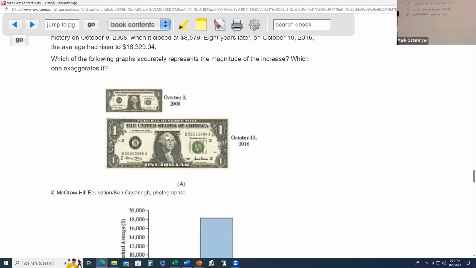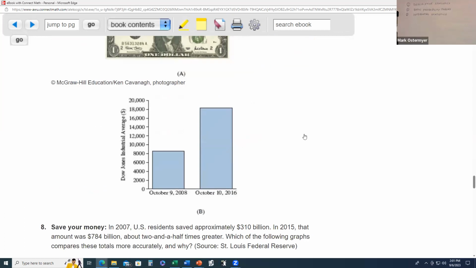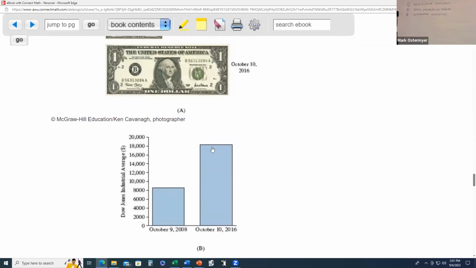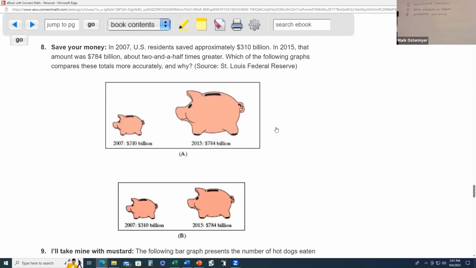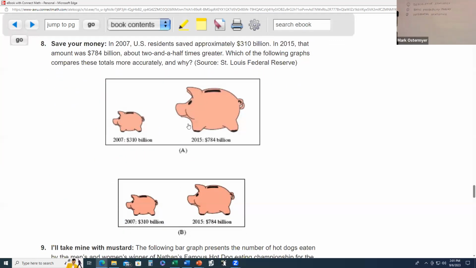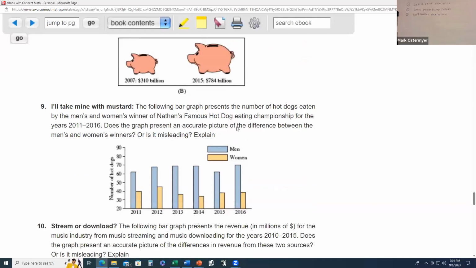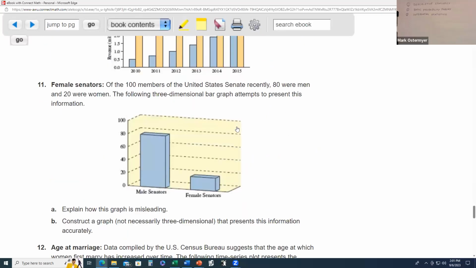Again, pictures can be very misleading. The size of this dollar below versus the size of the dollar above can have you misled into believing that there is a huge difference between 2016 and 2008, when in fact there's not that big of a difference. Only a $12,000 difference. Okay. So again, sizes of pictures can be misleading. Be careful with that. All right.